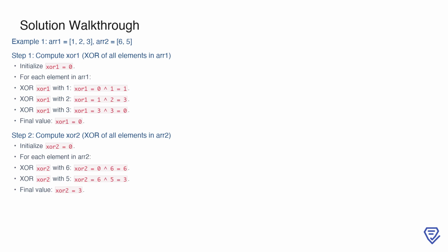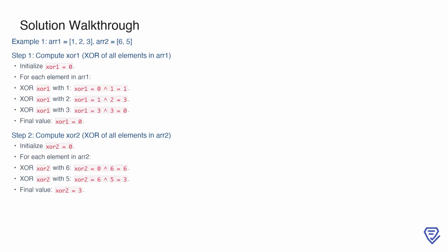First, we XOR 0 with 1, which gives us 1. Then, we XOR 1 with 2, resulting in 3. Finally, we XOR 3 with 3, which brings us back to 0. This means the final value of XOR1 is 0. Next, we calculate XOR2, the XOR of all elements in ARR2, following a similar process.